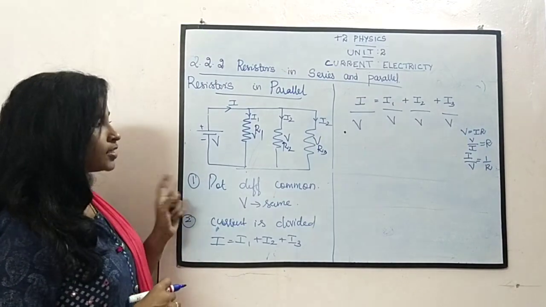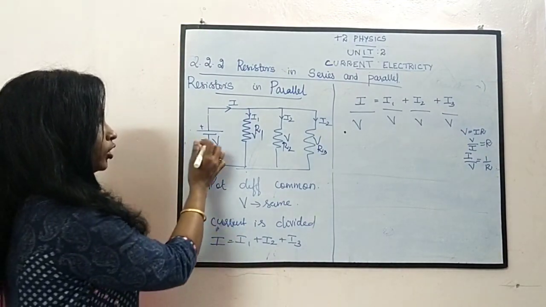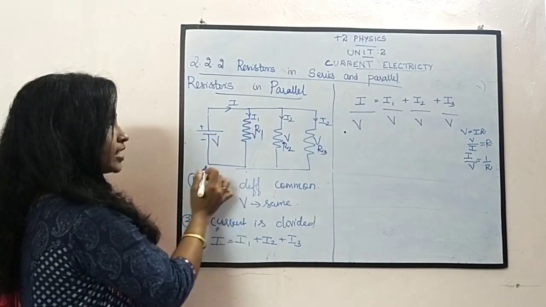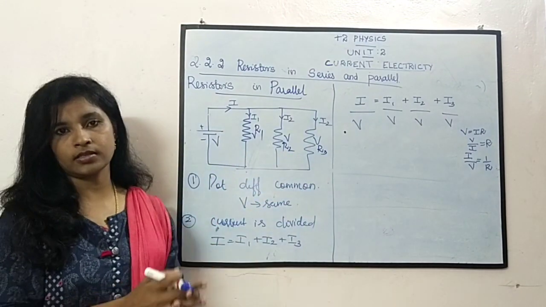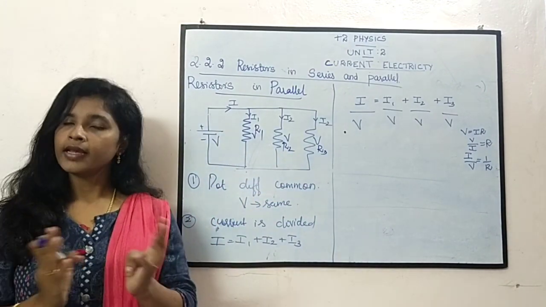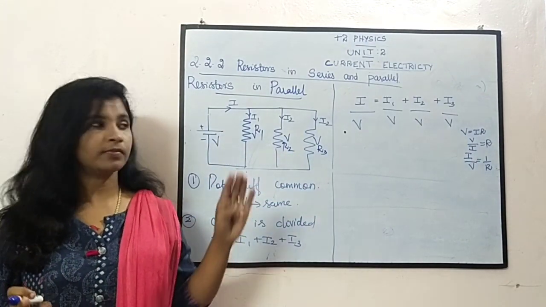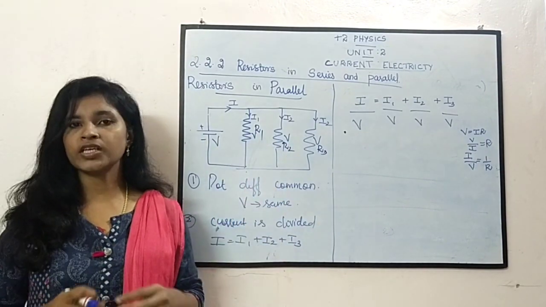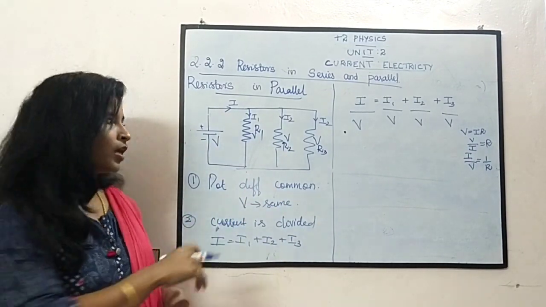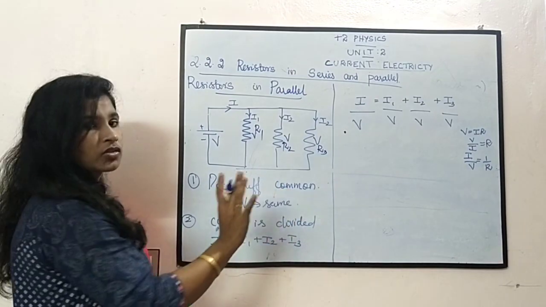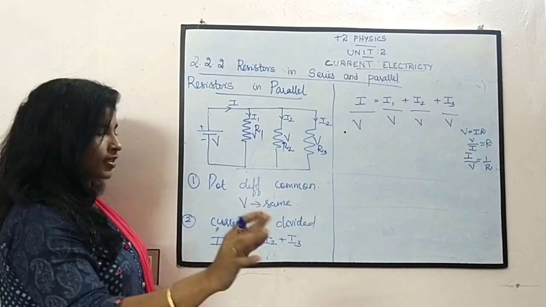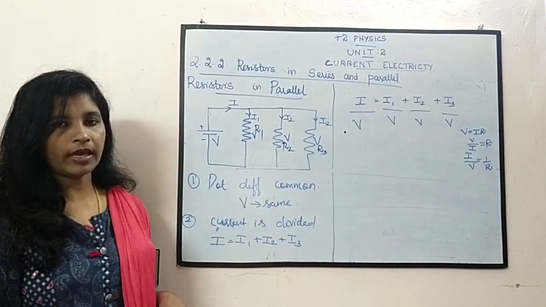So the first point here is, as I told you already, the potential is directly connected to all the resistors. So what about my potential? It is the same. In all the three resistors the potential is directly connected, so it is the same. So I can take the potential difference as common. It is common for all the resistors. So V is the same.